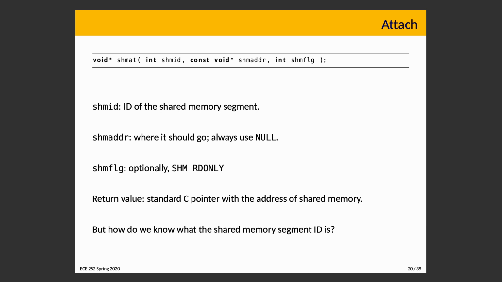The second parameter is where you want it in memory space to go. In principle, as an advanced user, you could be very specific about where you want the shared memory to go, but I can't think of a good reason why you would do this. You should always use null. That says, operating system, you decide where it goes in memory. If you don't do that, your program might not work as expected on different machines, or even at different times, depending on what the state of memory is. So I would not do that. I would always use null for the address where it's going to be attached.